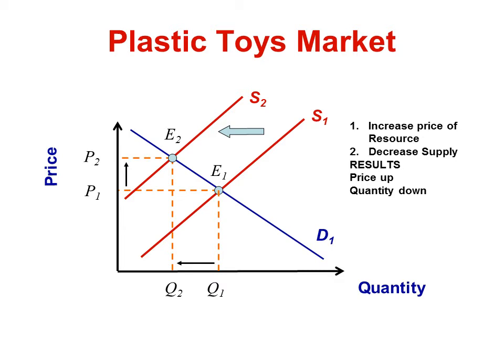Notice that we have done three important things with this problem. We identified the market up top, plastic toy markets. We identified the non-price determinant of supply or demand, in this case, non-price determinant of supply, an increase in the price of a resource, one of the non-price determinants of supply. How did this affect the market? It decreased supply. And then we clearly labeled our results. The results of the decrease in supply: price up, quantity down in the market for plastic toys.